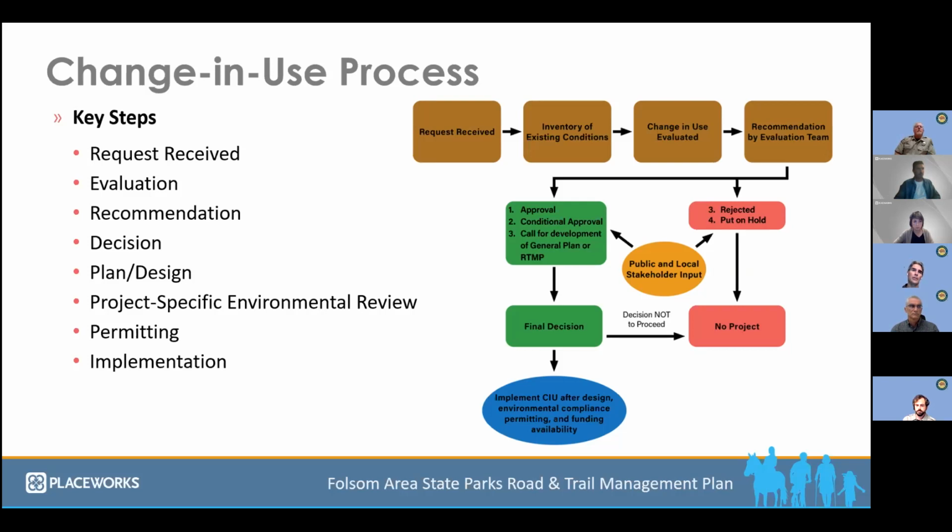Once those are implemented, oftentimes there is an adaptive use management process that follows up. Essentially, that's monitoring to see if the change in use objectives for experience, safety, sustainability, and resource protection are being met. If they're not being met, strategies are developed to correct these. So that's a broad overview of the process. I'm going to turn it over to Jim now, who's going to discuss the change in use process as it's applied to the Folsom area parks.